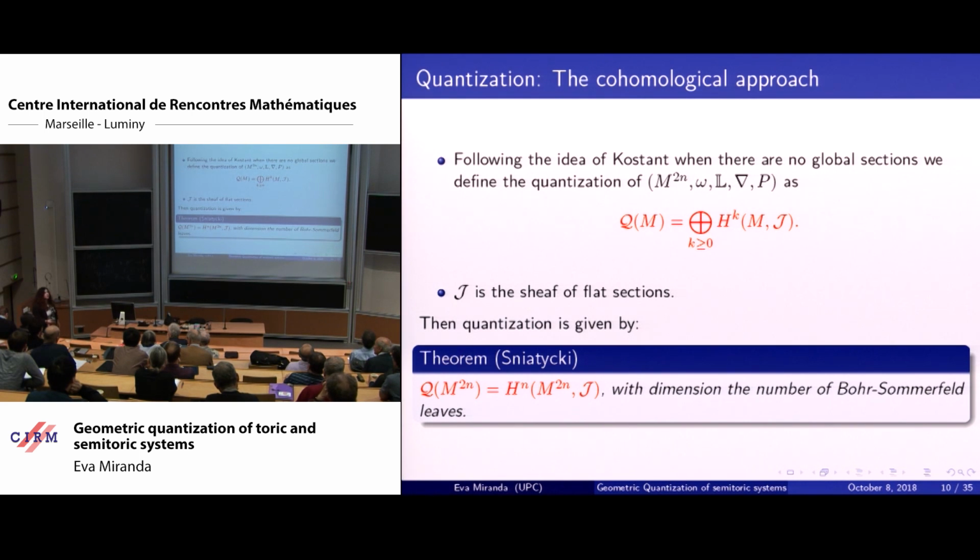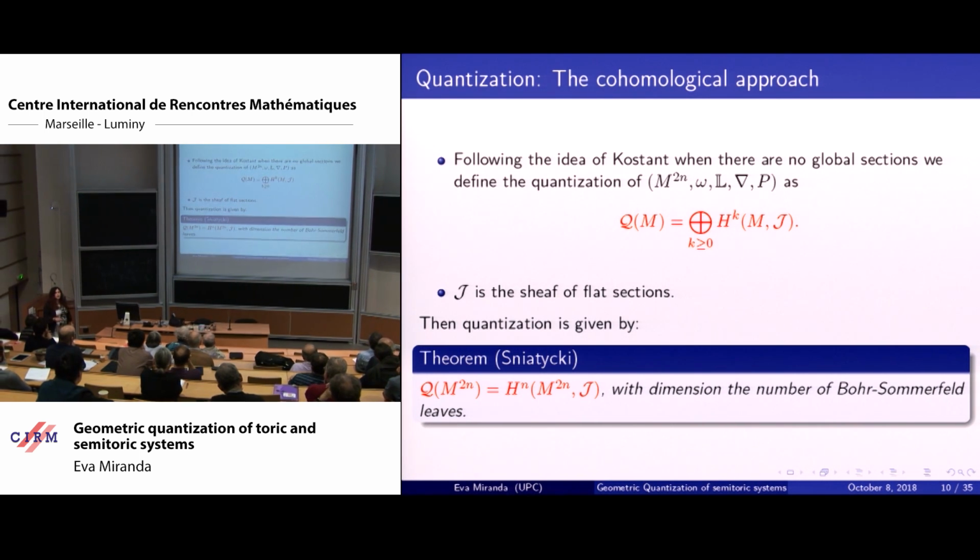Yes, well, you have also the cylinder case. His theorem is actually stronger than that. Yeah, well, you have the cylinder case, but you have some other conditions that, for the use I'm going to make, are okay. So we define the quantization as the sheaf cohomology over the sheaf of flat sections of this line bundle. This is our definition of quantization.